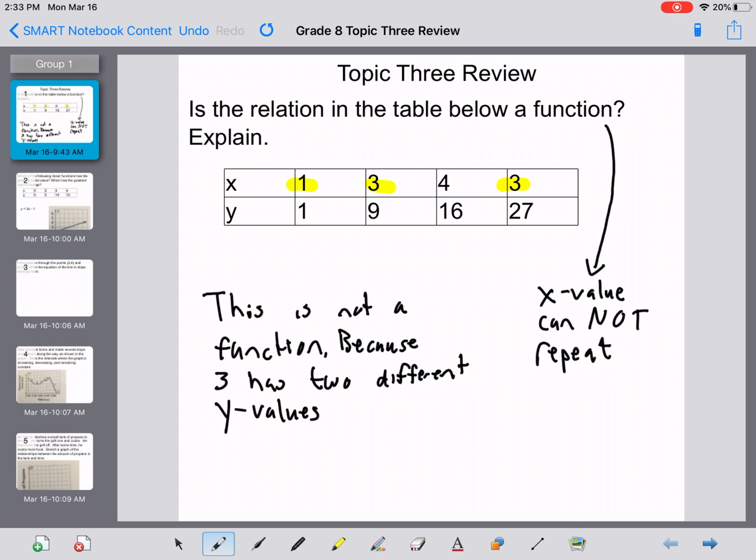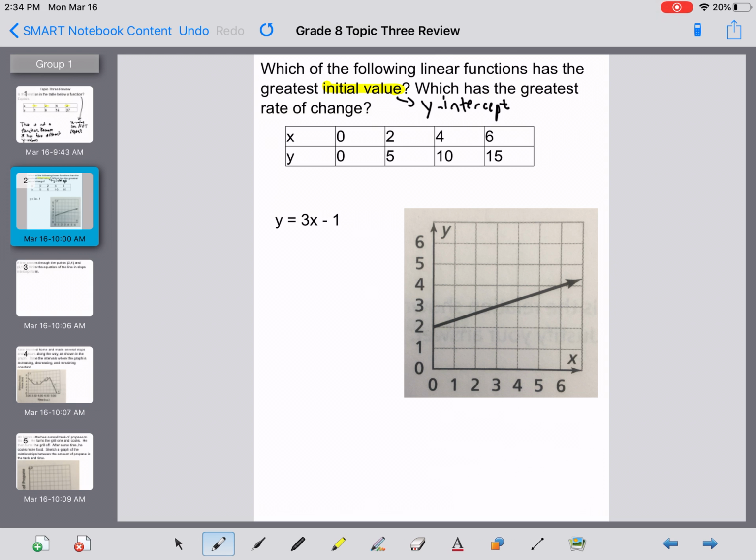I'm going to start by comparing the initial values. The initial value is just another way to say the y-intercept. That's the same thing. So when I look at my table, the y-intercept of a table is when my x is 0, what my y is. So here, my initial value for my table is 0.